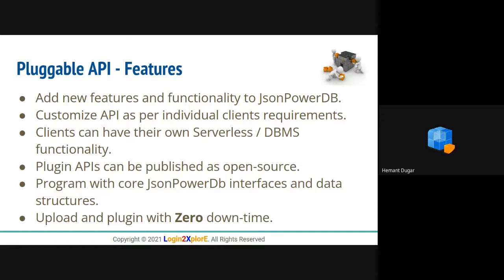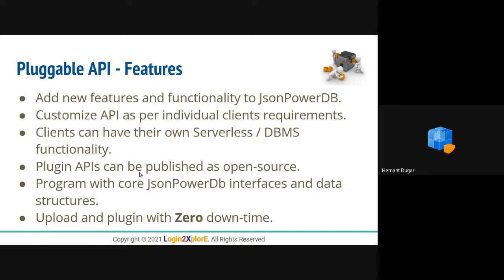So suppose we have 2-3 clients, and every client has a different requirement for a new database API, we can do that. We can customize individual APIs because of this pluggable feature and give that API to a particular client. Now the client can have their own serverless DBMS functionality. We are even allowing clients to develop their own commands inside our database. They can develop it and plug it into their own JSON Power DB instance.